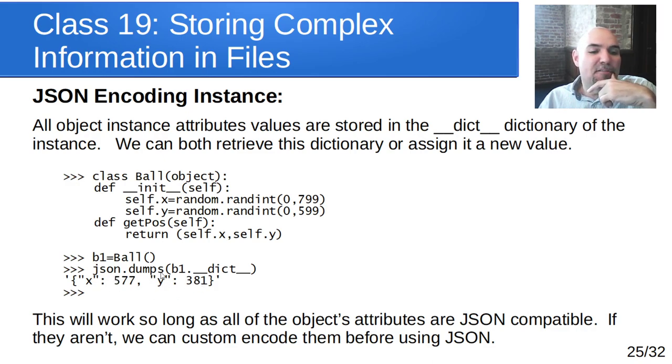So I can actually then feed that into json.dumps, and I can get that dictionary in there, and I could load that up. And that will work so long as all of the object attributes are JSON compatible. If they aren't, then we could custom encode them before using JSON by putting them into some other string format. Before we do that, or looking if there are object instances in there, we could get just the __dict__ part of that and set all of that.